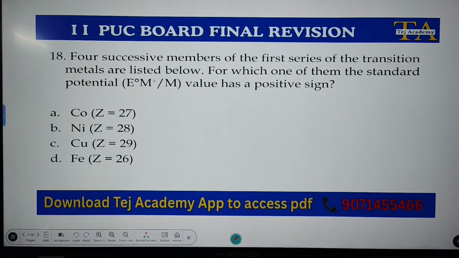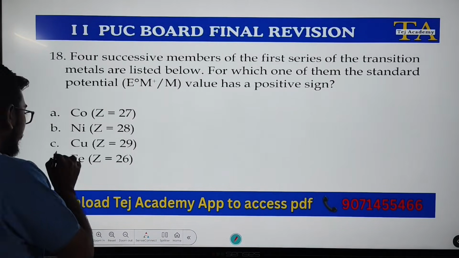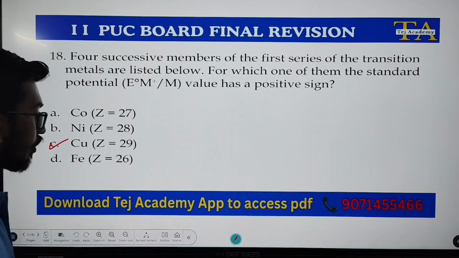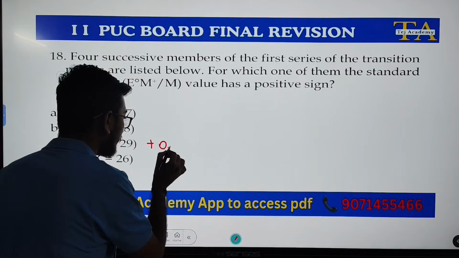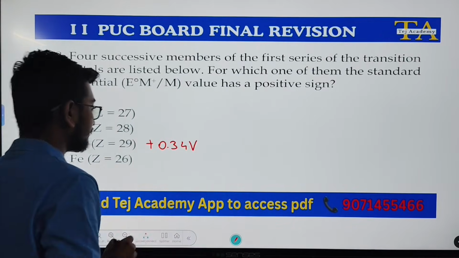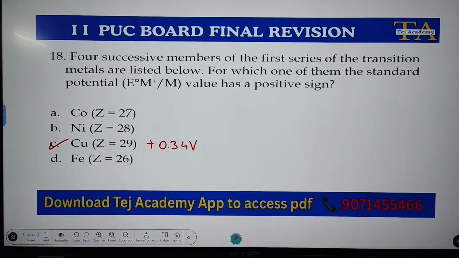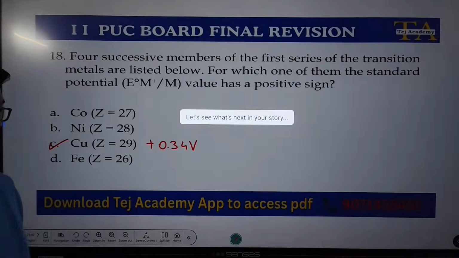18th one. Four successive members of the first series transition metals are listed below. For which one of them does the standard potential value have a positive sign? So we know that even in the NCERT textbook question they gave this. Copper will show a positive sign in standard potential. Copper is the only element. What is the value? Plus 0.34 volt. So remember this. So all remaining elements will show negative potential.